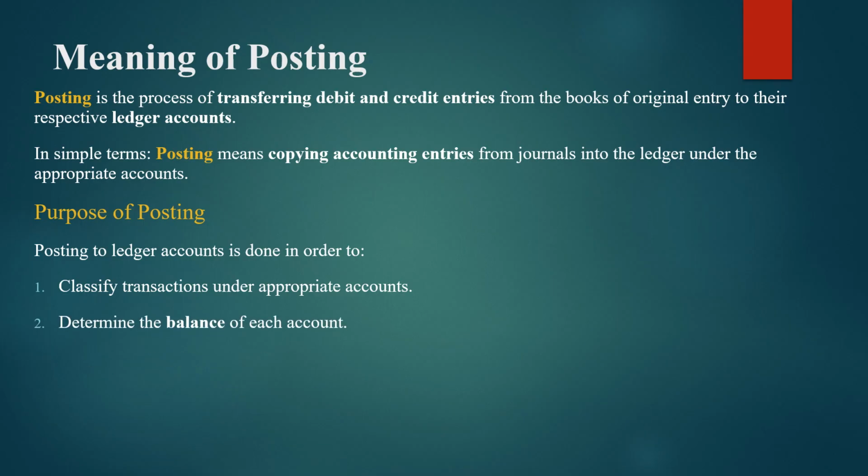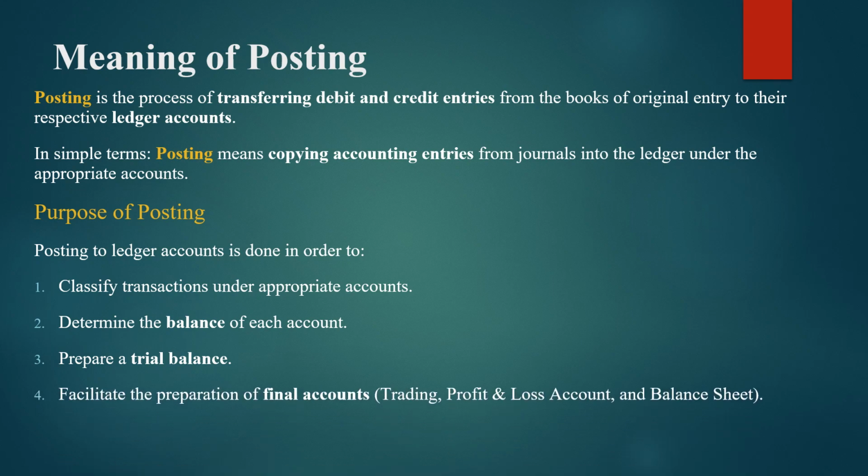Number two is to determine the balance of each account. Number three is to prepare a trial balance. Number four is to facilitate the preparation of final accounts, that is trading, profit and loss account, and balance sheet. Another purpose is to maintain a permanent and systematic record of transactions.